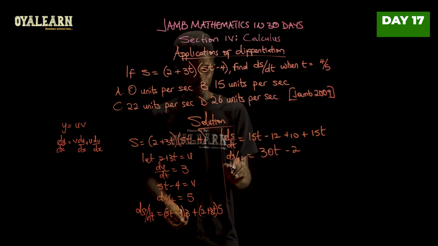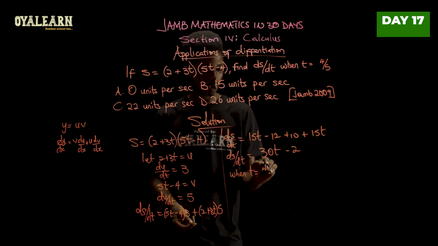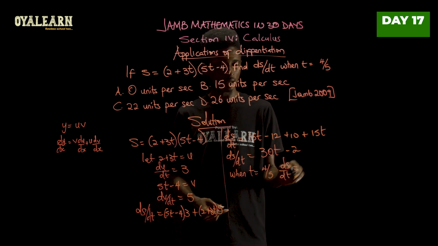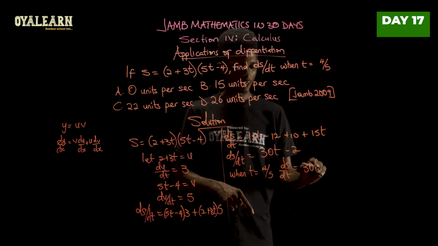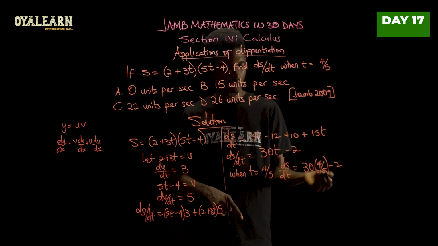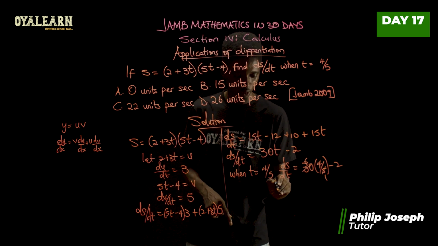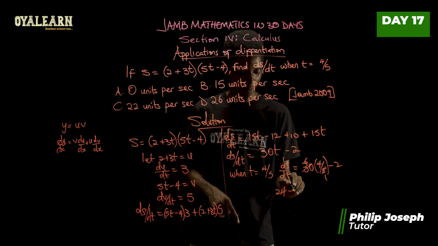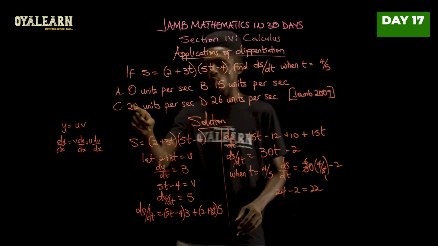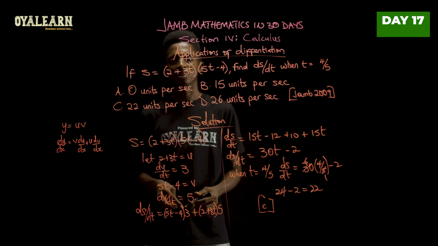So we apply when t equals 4 over 5. ds/dt will therefore be 30 times t, which is 4 over 5, minus 2. Now from here, 5 into 5 is 1, 5 into 30 is 6. So we have 6 times 4, which will give us 24 minus 2. So our answer here is 22. So the correct option we'll pick is C, which says 22 units per second.